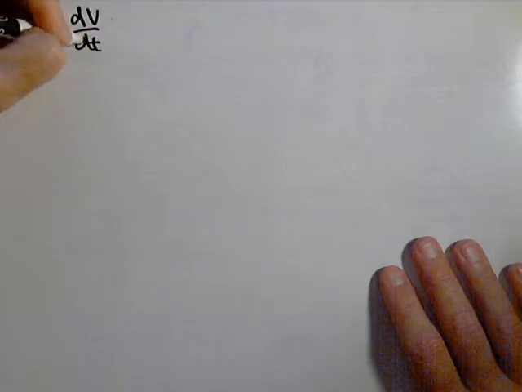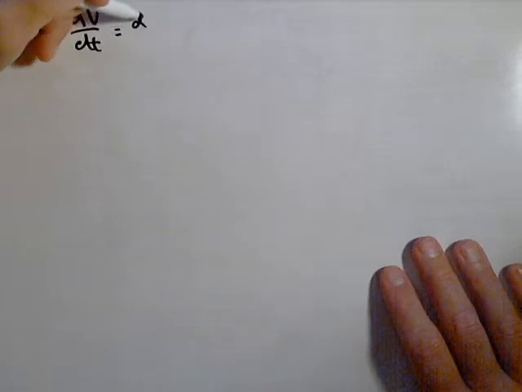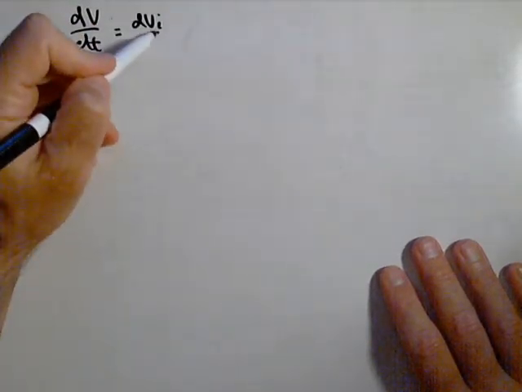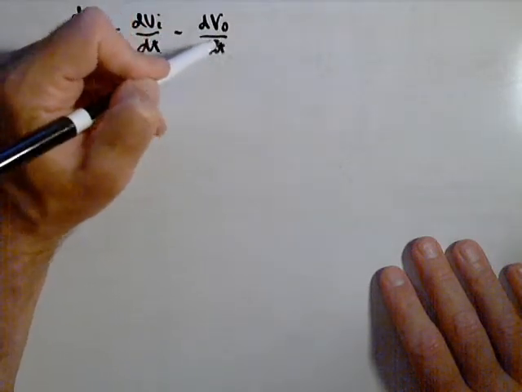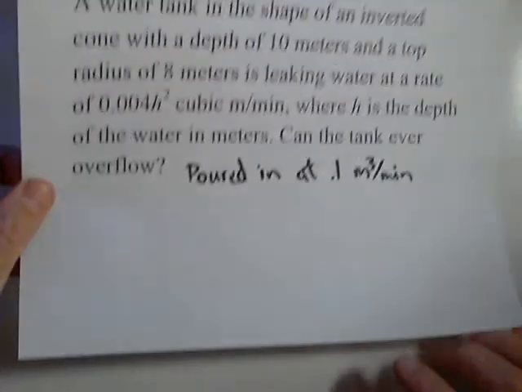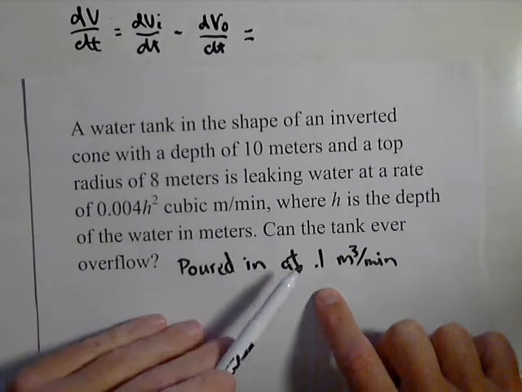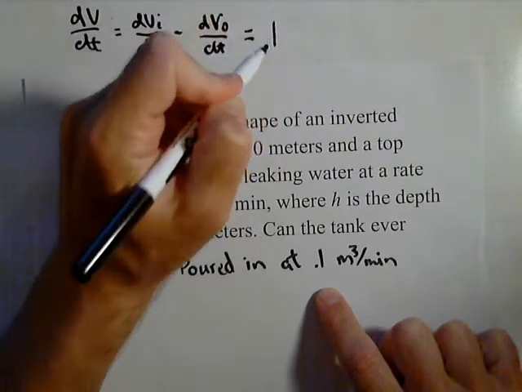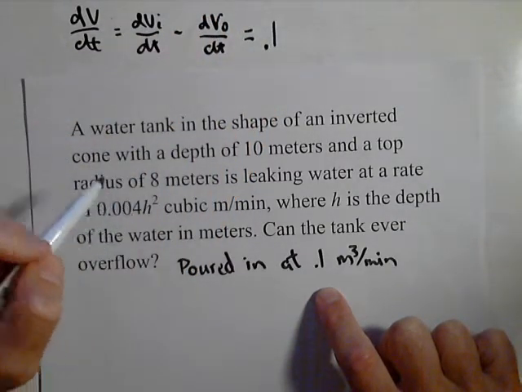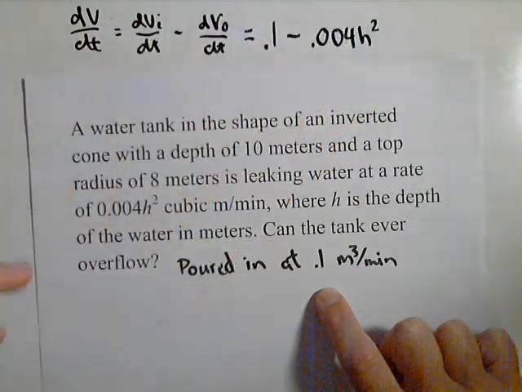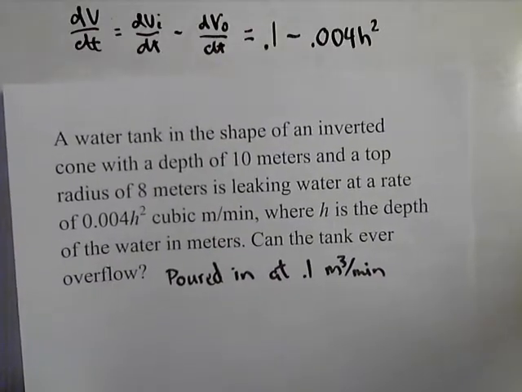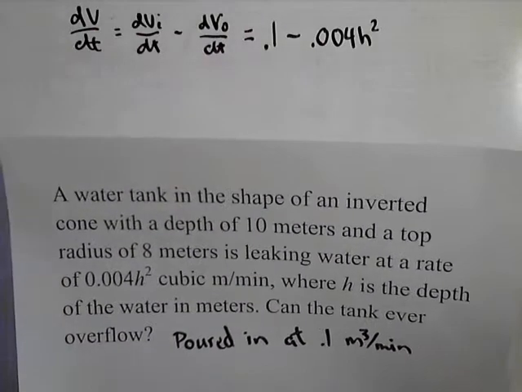So first off, we're looking at our change in volume with respect to time. And we were given two things. We have the rate that the volume is coming in with respect to time minus the rate that it's going out with respect to time. Both of those were given. I gave the last one later because I forgot to put it in the original, but it's coming in at 0.1 cubic meters per minute, and it's going out at 0.004 h squared cubic meters per minute. So that would be our dV/dt, and that's given.